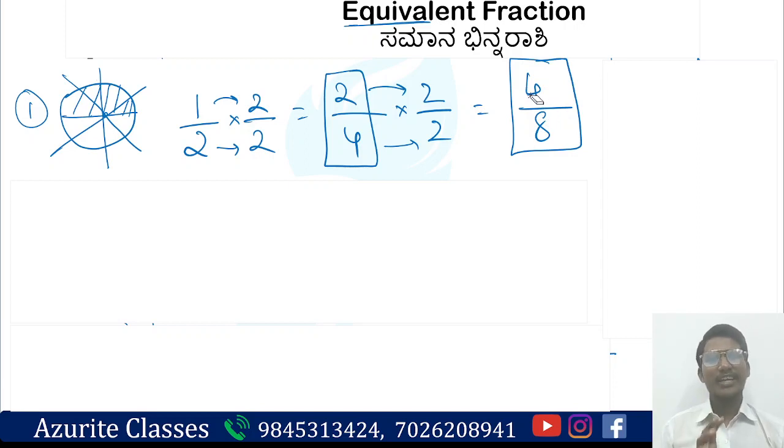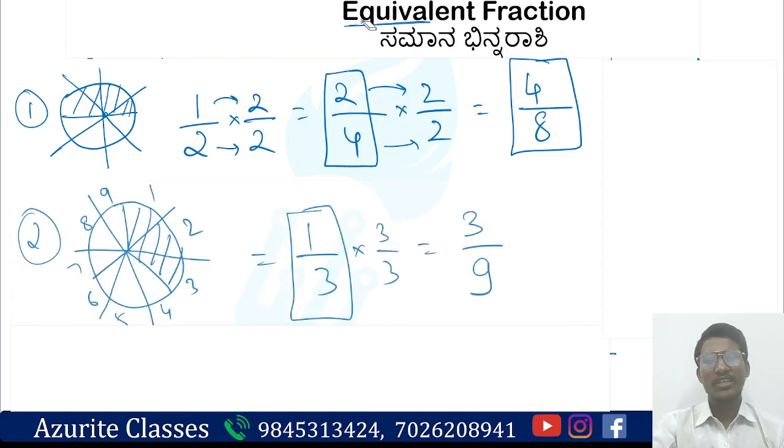So that is the same cake, just we are making more pieces of it. The same cake is the same, that is equivalent, we say. So let me take one more example. Here there are how many? 3 pieces are given, so I have divided it into 9 parts, right?